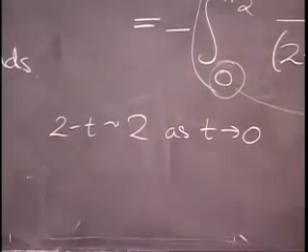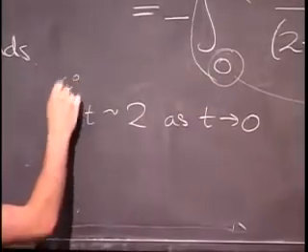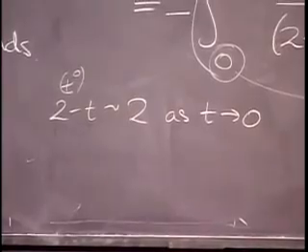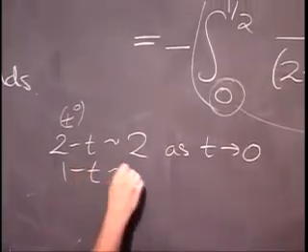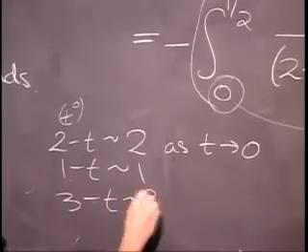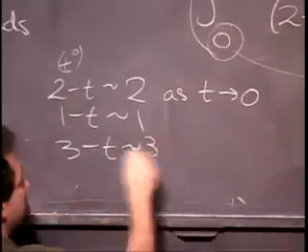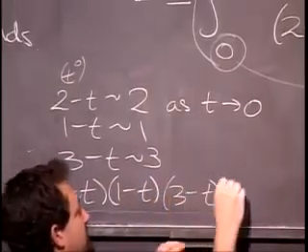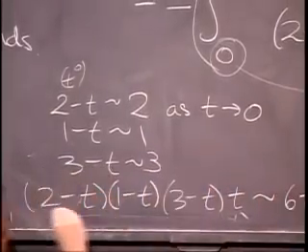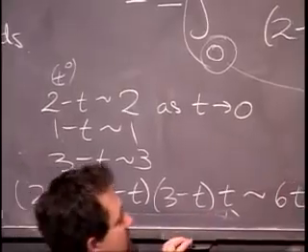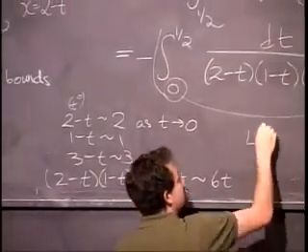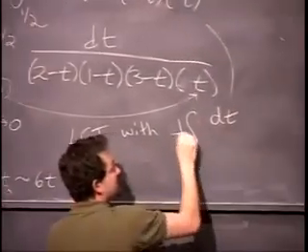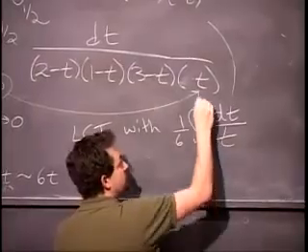The lowest power, in this case, this is 2t to the 0. Lowest power dominates. So 2 minus t twiddles 2. 1 minus t twiddles 1. 3 minus t twiddles 3. So the product of these things, 2 minus t, 1 minus t, 3 minus t times t twiddles 6t. 2 times 1 times 3, 6t. So I'm going to use, on this integral, the limit comparison test with the integral of dt over 6t from 0 to 1/2.